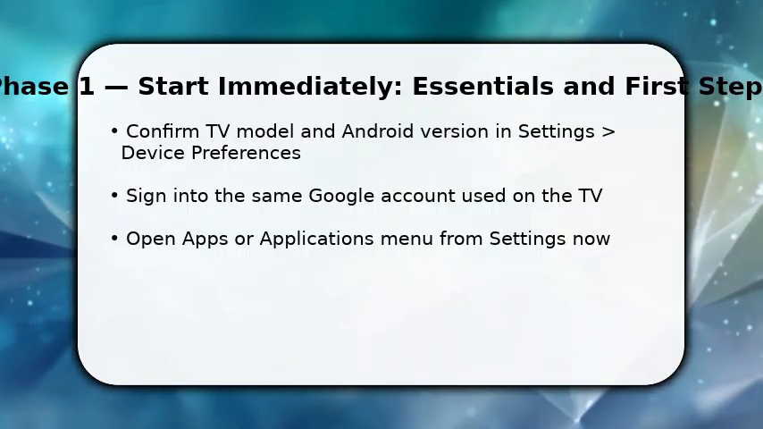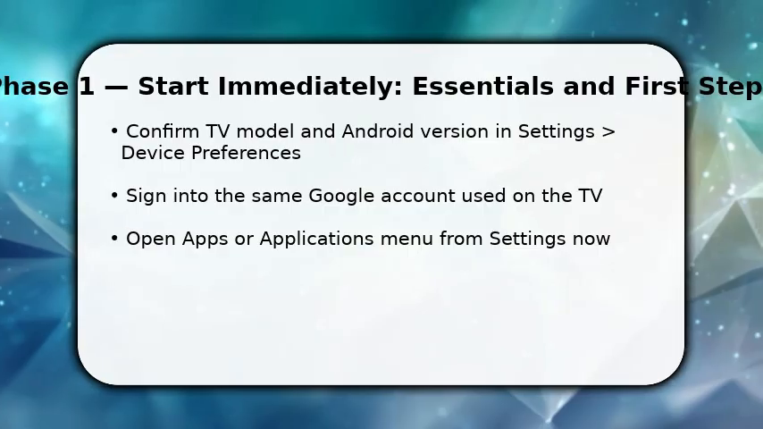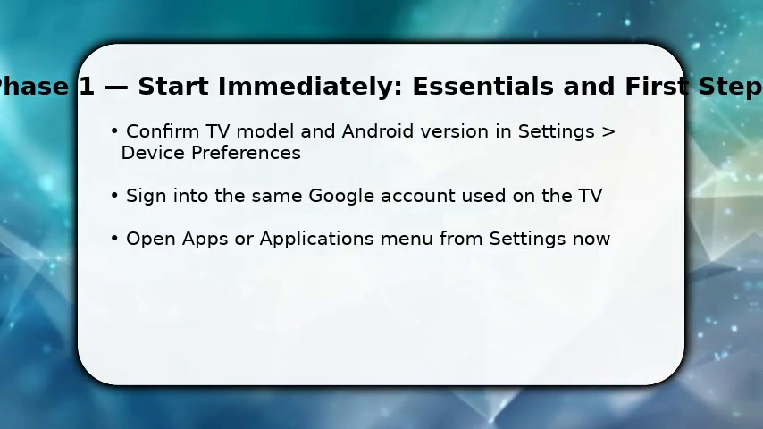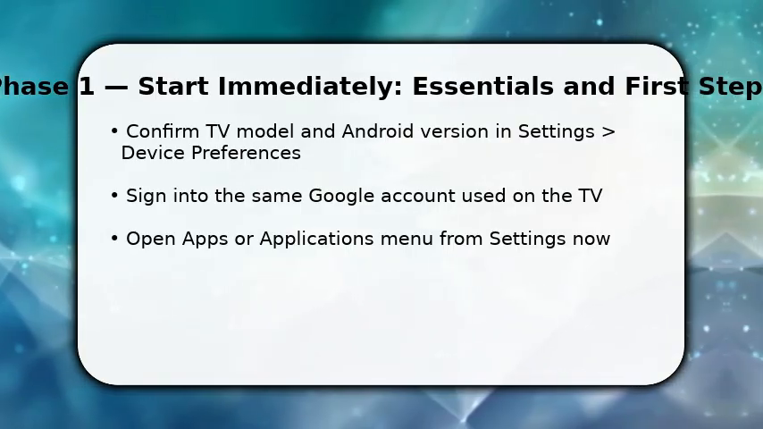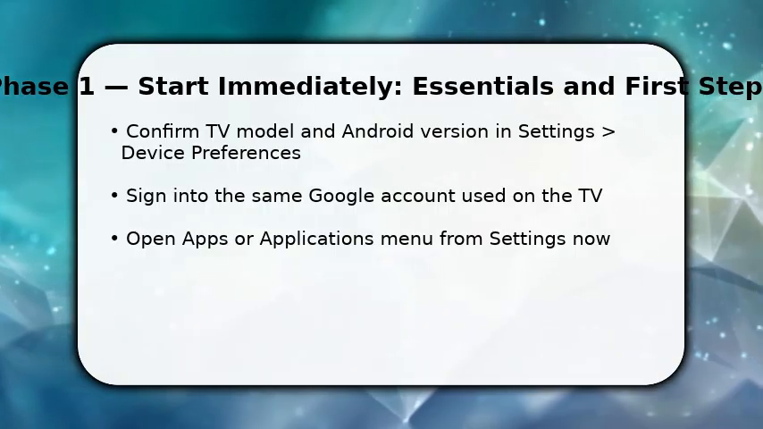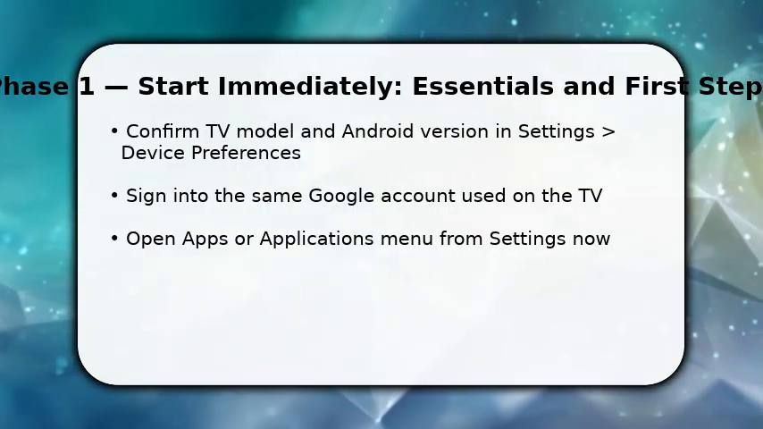You start by confirming the TV model and Android version. This matters because uninstall options vary. Once done, make sure you're signed into the same Google account used on the TV. Now navigate to Settings, then Apps or Applications. This takes you straight to installed apps so you can act.